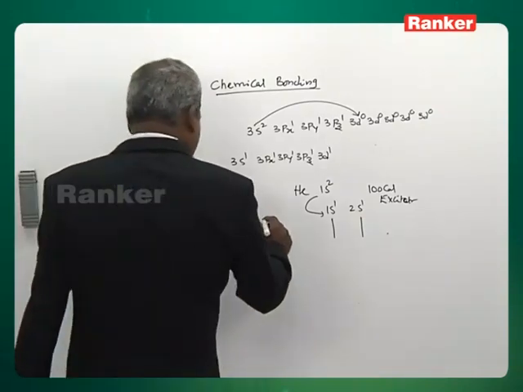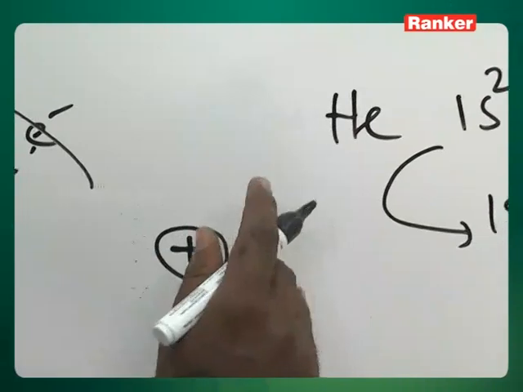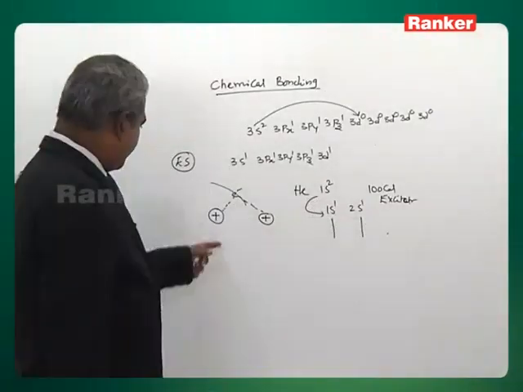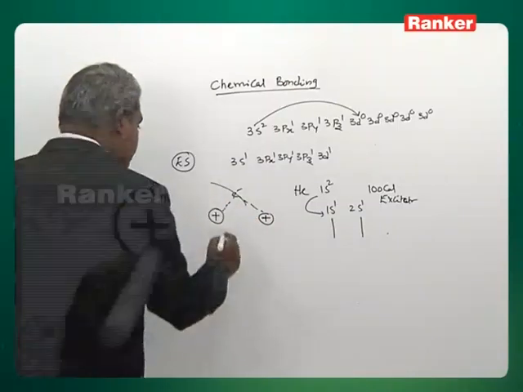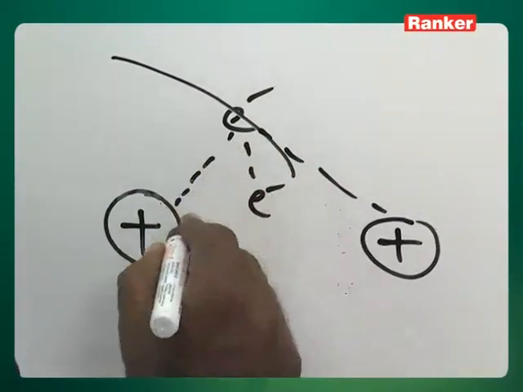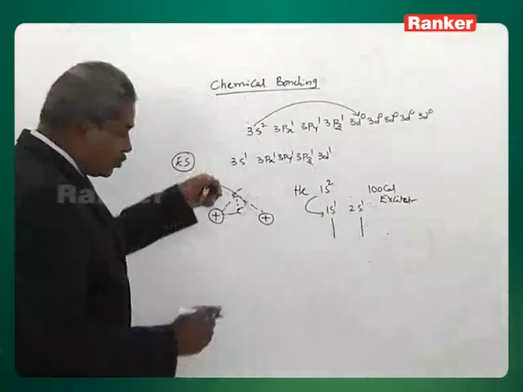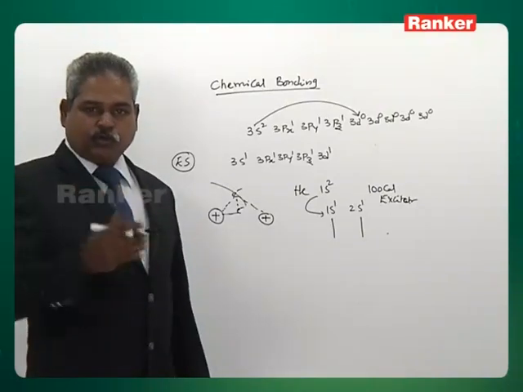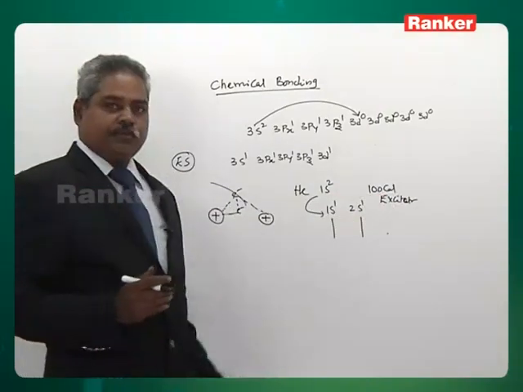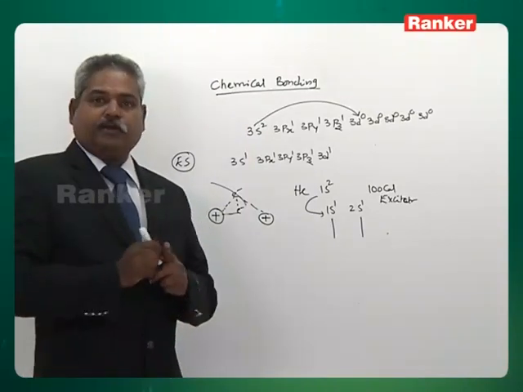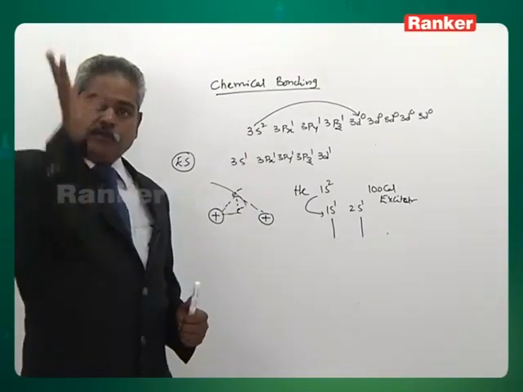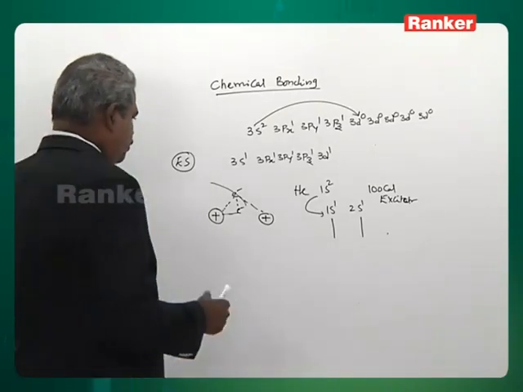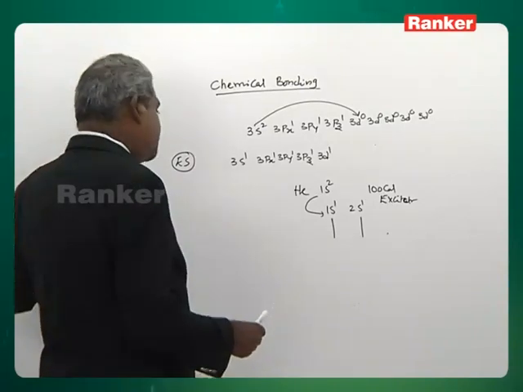Suppose another nucleus also happens to come close to this, and the electron is attracted by another nucleus also. Now, what is happening? Two nuclei are attracting. The electron comes closer to the nucleus. So what happens when the electron comes closer to the nucleus? Energy is released. To take the electron away, you have to give energy. To take the electron from first orbit to second orbit to third orbit, you have to give energy. But when the electron comes close, it definitely loses energy. Therefore, during bond formation, energy is released.